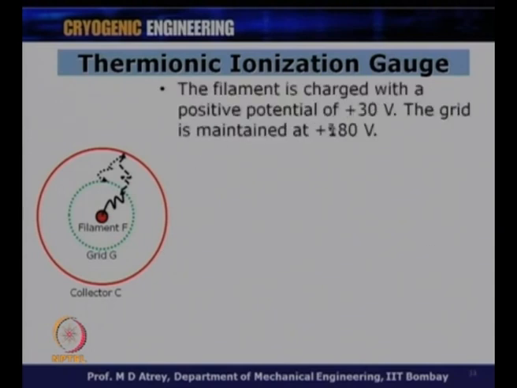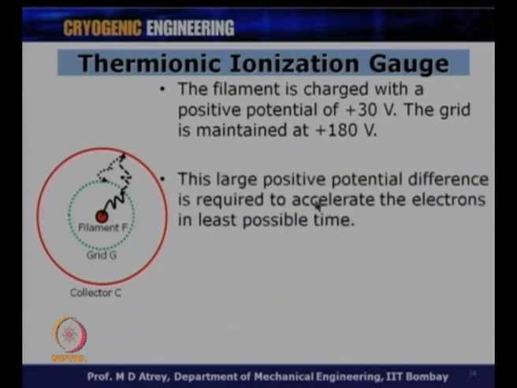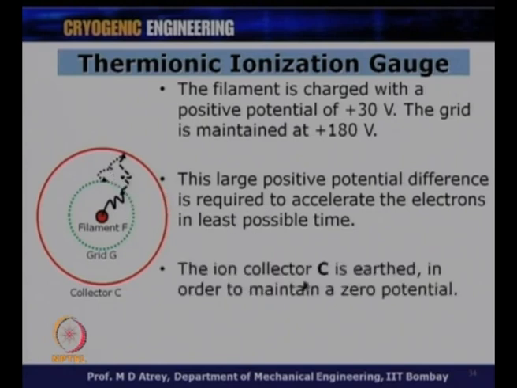The filament is charged with a positive potential of plus 30 volt. The grid is maintained at a high voltage, which is 180 volt over here. This large positive potential difference is required to accelerate the electrons in the least possible time, so the electrons come over here as fast as possible. The ion collector C is earthed in order to maintain a 0 potential. So, you have a potential at filament F, a high potential at the grid, and the collector earthed at 0 potential.